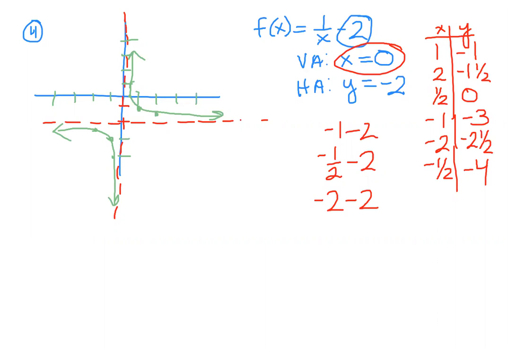And the things down below here, we already have our vertical and horizontal asymptote. Our domain goes with our vertical asymptote. I'm going to write it up here. Domain matches vertical asymptote, and it's x not equal to 0. Range is the horizontal, y not equal to -2. And that is the answer to number 4.